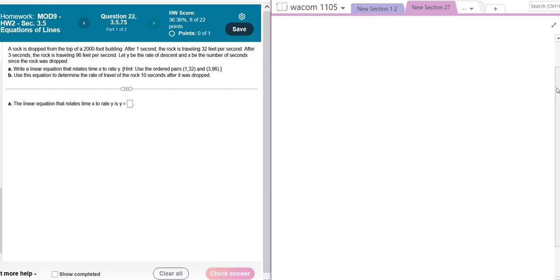So we have a word problem here. And this says, a rock is dropped from the top of a 2,000-foot building. After 1 second, the rock is traveling 32 feet per second. After 3 seconds, the rock is traveling 96 feet per second. Let y equal the rate of descent and x equal the number of seconds since the rock was dropped. All right, so y equals the rate, which is going to be your slope, and x equals the number of seconds after the rock is dropped.